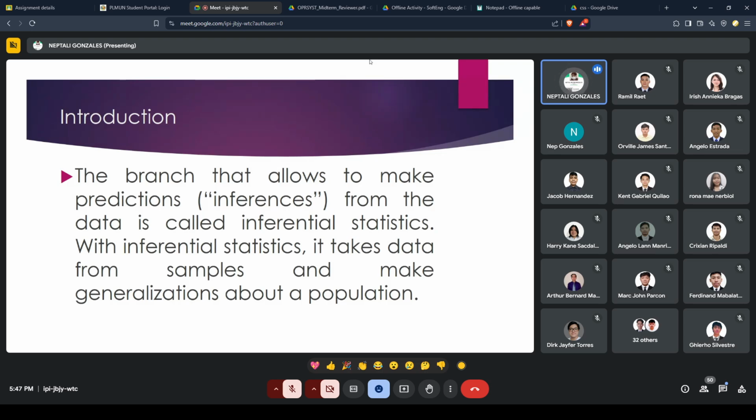So with inferential statistics, it takes data from samples and makes generalizations about a population. So we are going to conduct inferential statistics to predict what will happen in the future. Just like the SWS survey and the Pulse Asia survey, that is inferential statistics because the two major surveys from Pulse Asia and SWS are already predicting the results of the senatorial ballots.